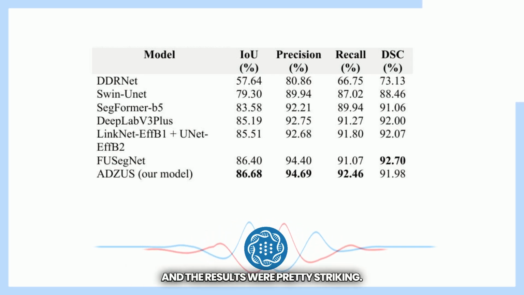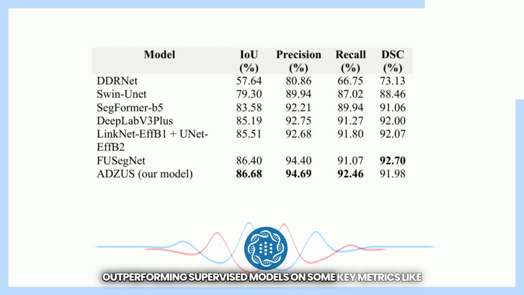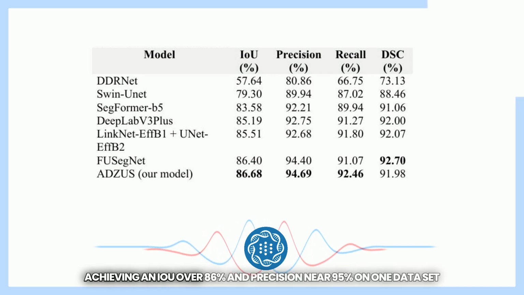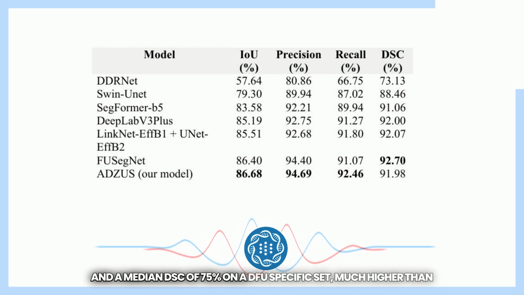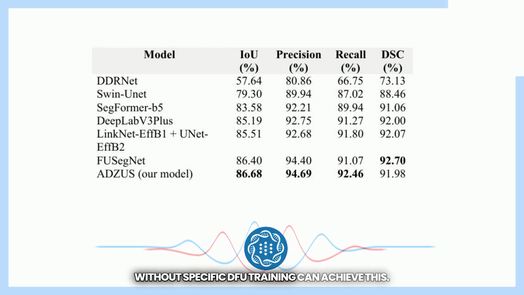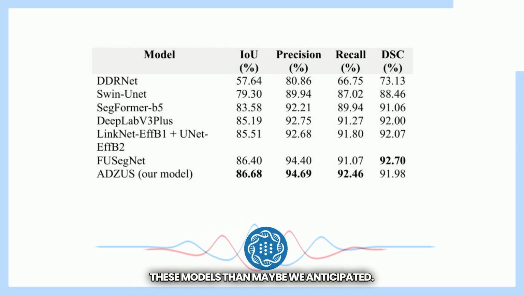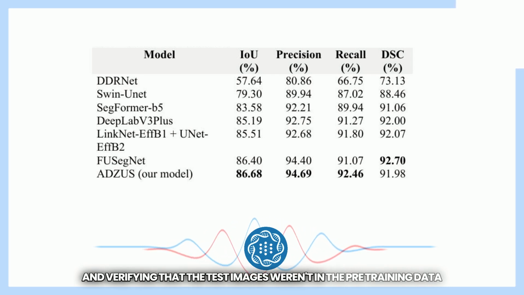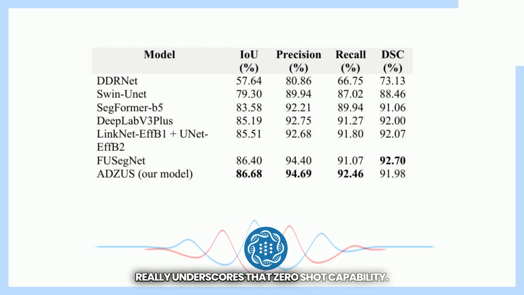And the results were pretty striking, outperforming supervised models on some key metrics, like achieving an IOU over 86% and precision near 95% on one dataset. And a median DSE of 75% on a DFU-specific set, much higher than the 45% for the supervised comparison model FUSegNet on that same set. The real wow factor for me remains that an AI, without specific DFU training, can achieve this. It implies a deeper visual understanding within these models than maybe we anticipated. And verifying that the test images weren't in the pre-training data really underscores that zero-shot capability.